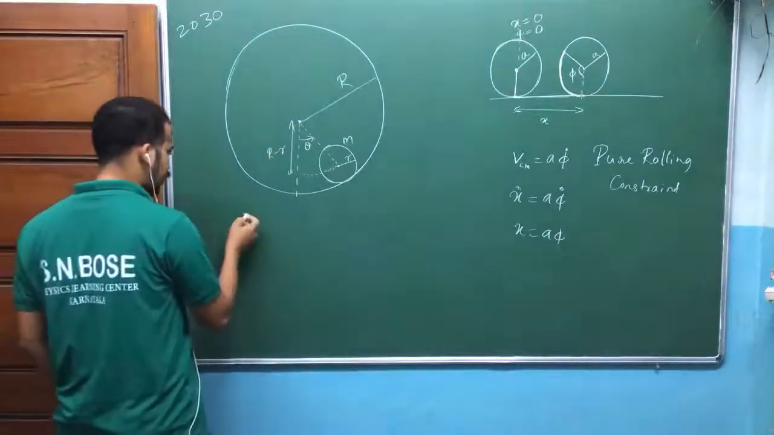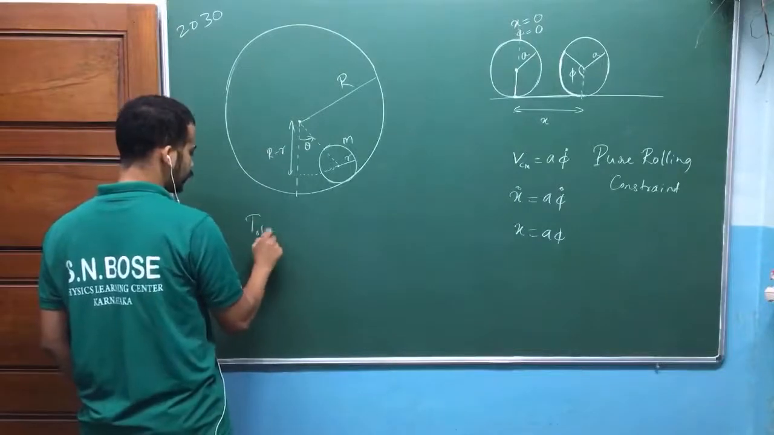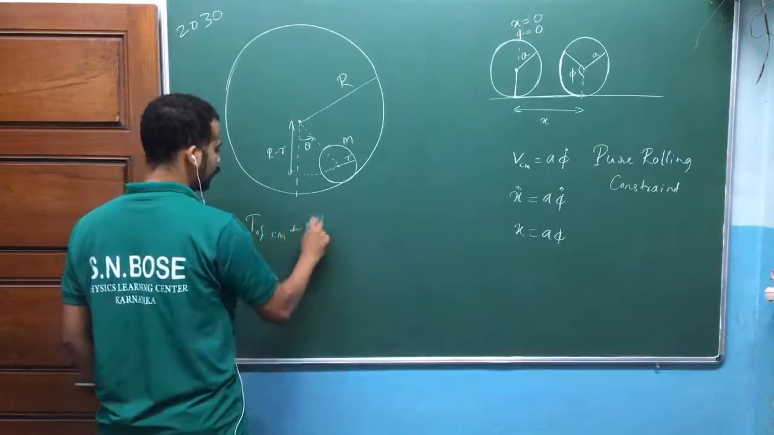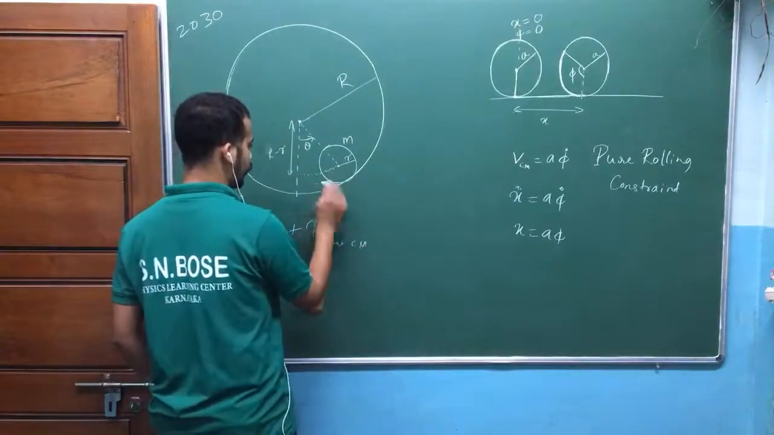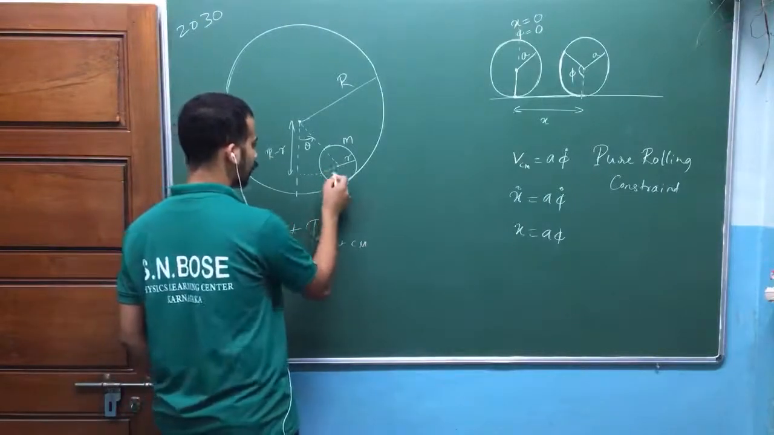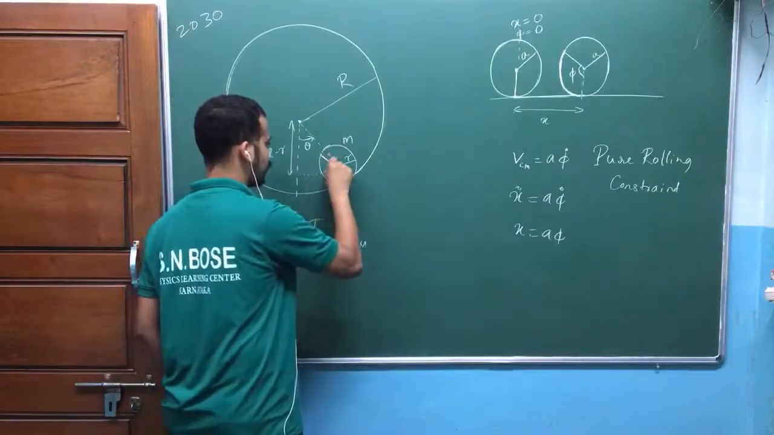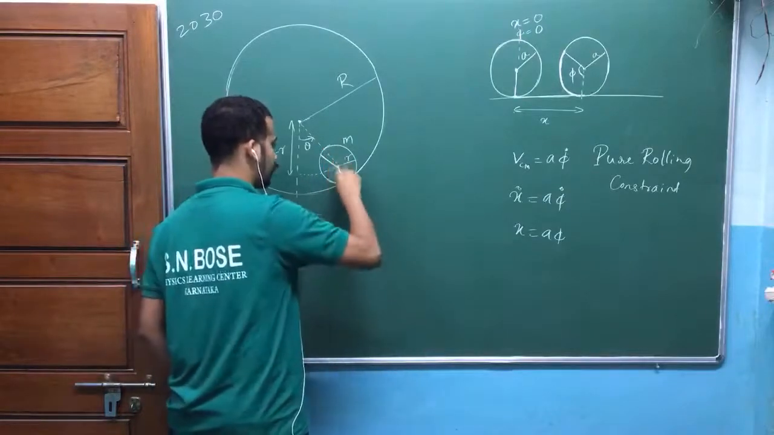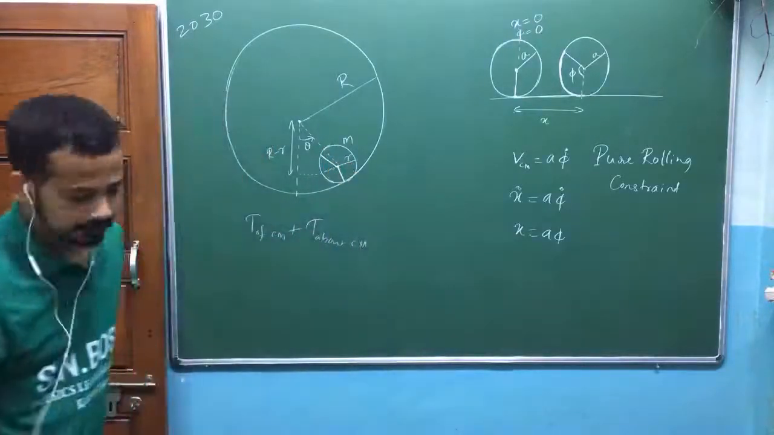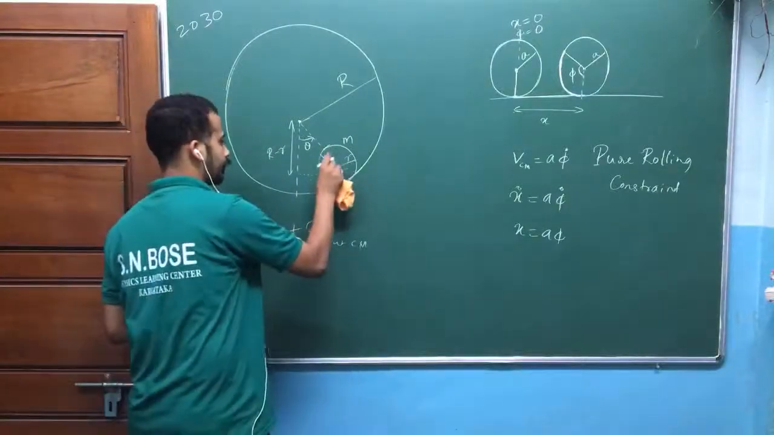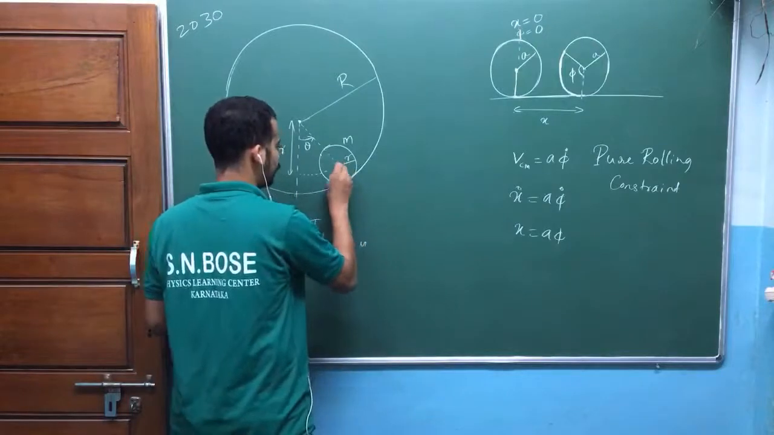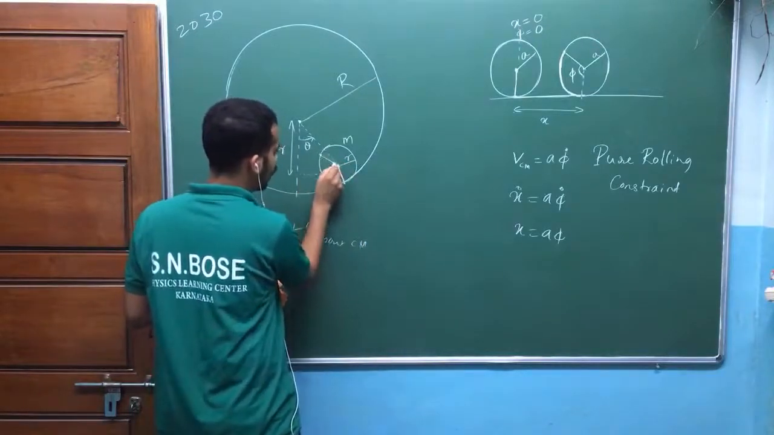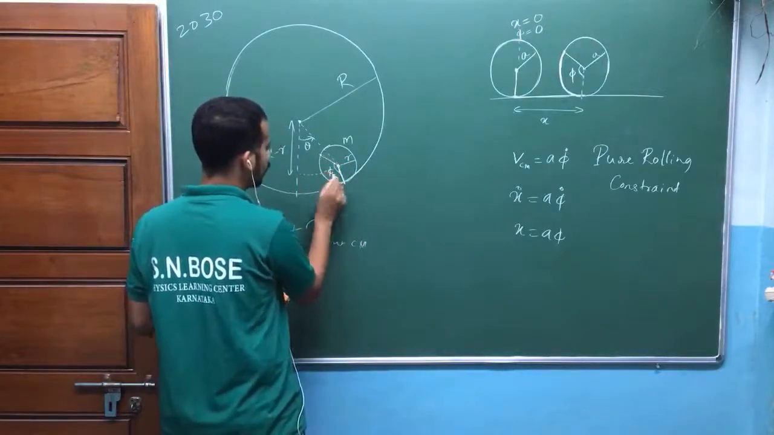We can write kinetic energy of center of mass plus kinetic energy about center of mass. To write the kinetic energy about center of mass, I have to define some coordinate here. Suppose this is the coordinate that you can define here. Can you see this diagram? This is angle phi. Let me take this angle phi.